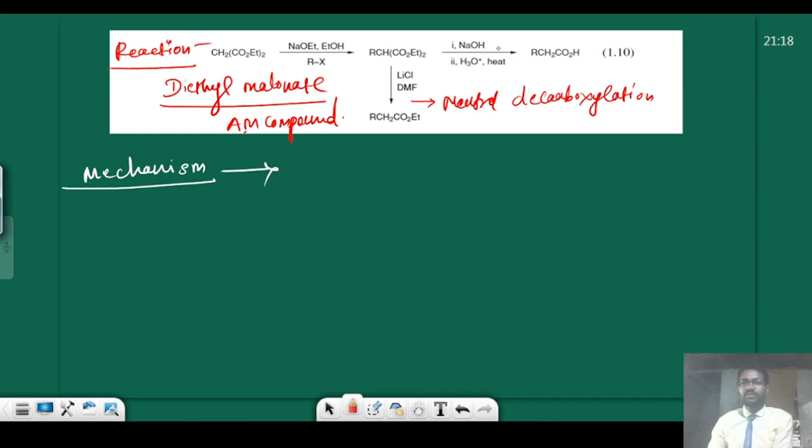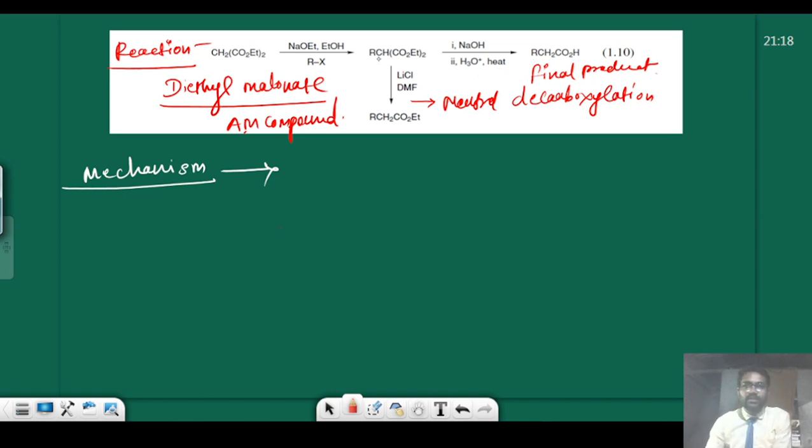When we heat it in the presence of acid, what will happen? One of the carboxylic groups will leave the reaction, and there is a formation of this particular final product. So that is what we need to discuss here. This is the neutral decarboxylation. This is hydrolysis, and after hydrolysis, decarboxylation. So there are two types of decarboxylation.